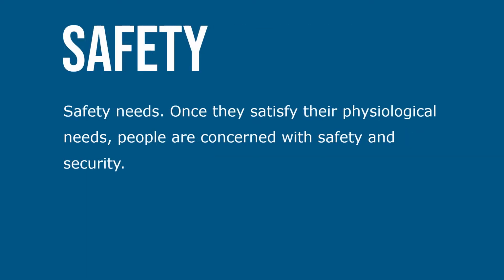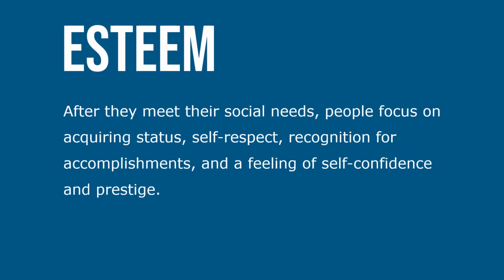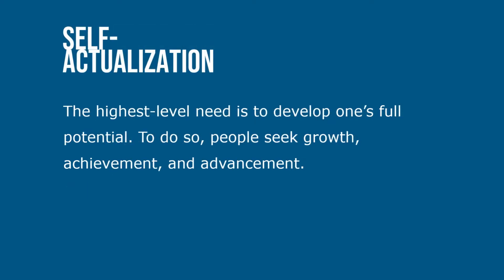Safety needs. Once they satisfy their physiological needs, people are concerned with safety and security. Social needs. After establishing safety, people look for love, friendship, acceptance, and affection. After they meet their social needs, people focus on acquiring status, self-respect, recognition for accomplishments, a feeling of self-confidence, and prestige. The highest level need is to develop one's full potential. To do so, people seek growth, achievement, and advancement.